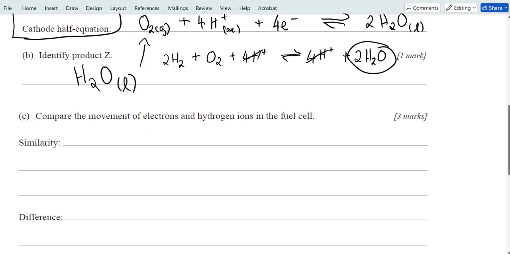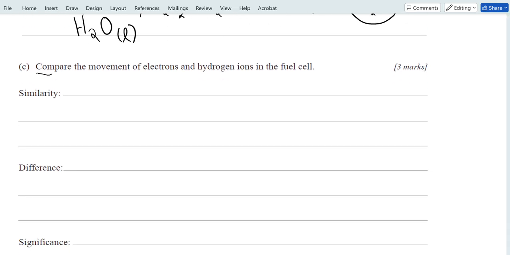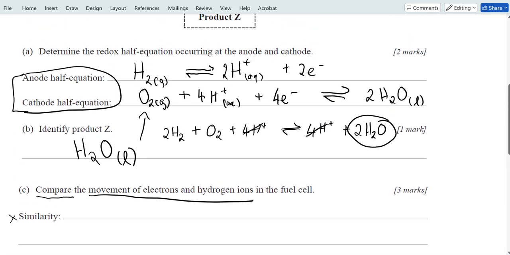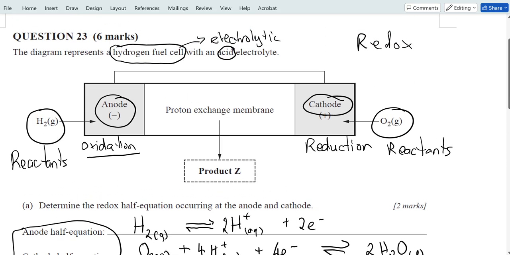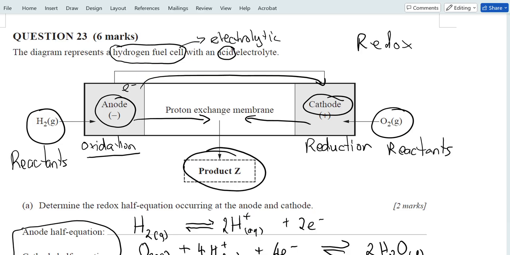Now this is a little bit tricky. When you have compare, you have to be very careful about the question itself. Compare always has three: similarity, difference, and significance. The question is looking at the movement of electrons and hydrogen ions. We don't care about the oxygen at all. Because this is being oxidized, the electrons travel here, and the hydrogen is also traveling there, because these two have to meet in order to form water. They have to react, so they're both moving towards each other.